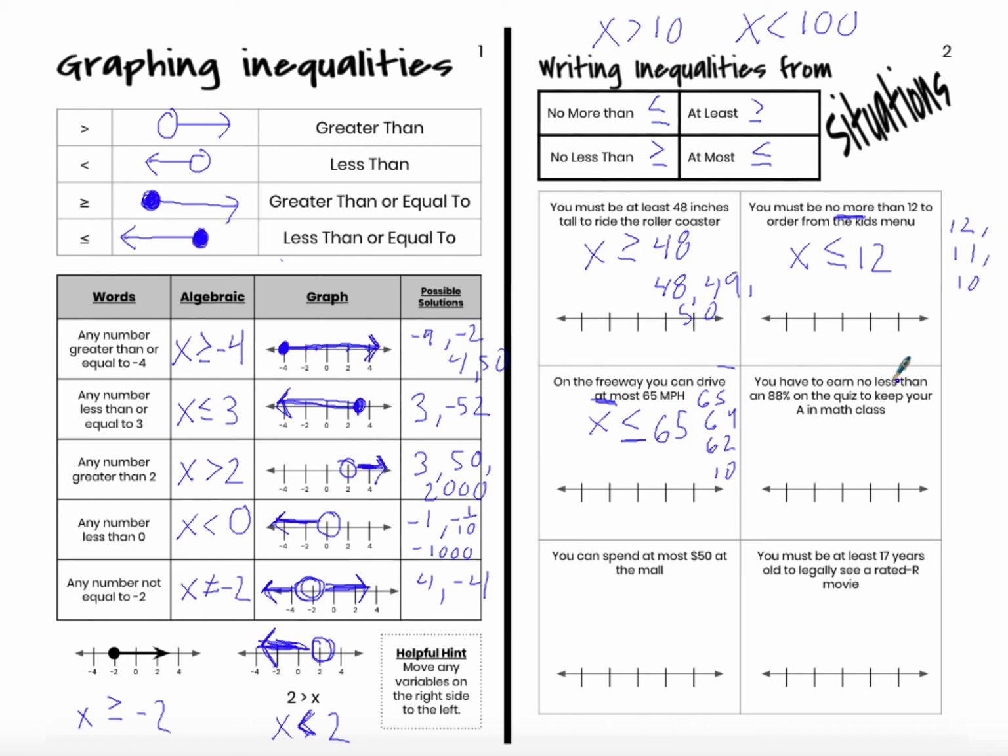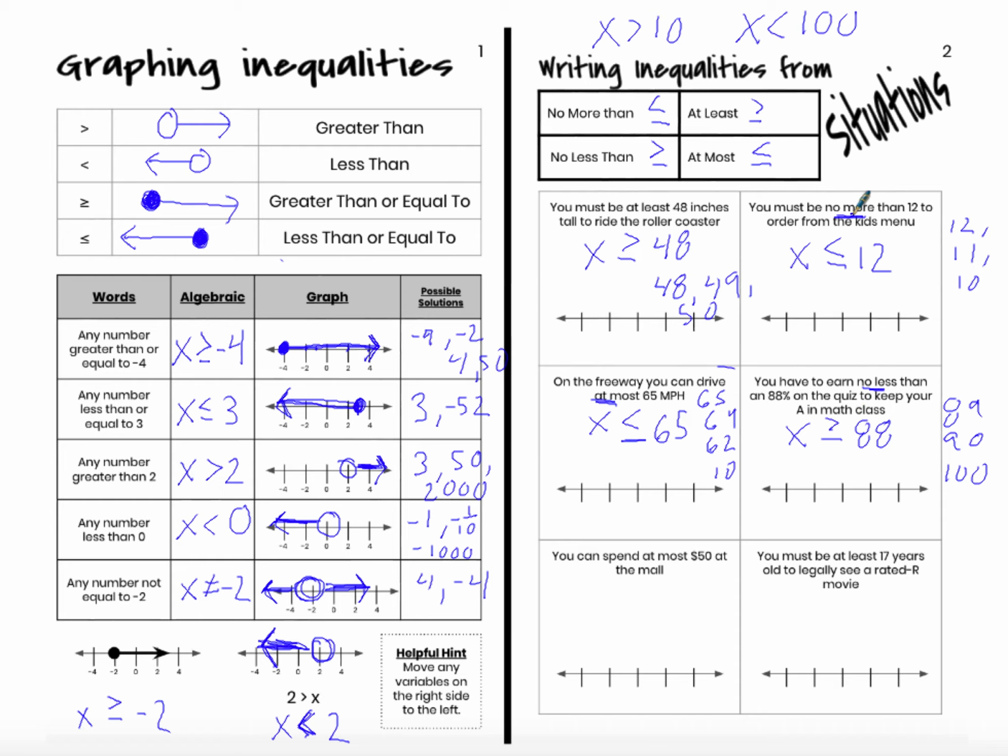So we've done at most, we've done no more than, we've done at least, so last is no less than. You have to earn no less than 88%. So we know there's an 88 involved. No less than, you can earn an 88, but you can't earn an 87. But you can earn an 89. So if you score less than an 88, you're not going to keep your A. If you score more than, like 89, 90, 100, then in that case, you also keep your A. So this is, no less than, is a greater than or equal to situation.